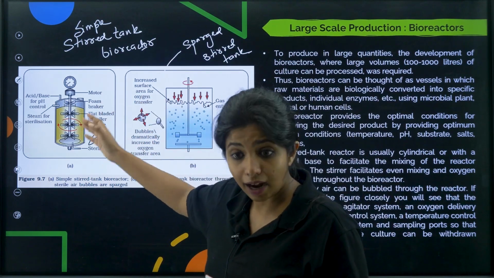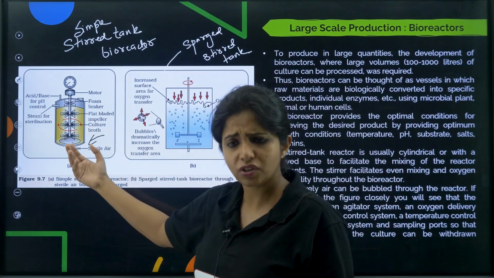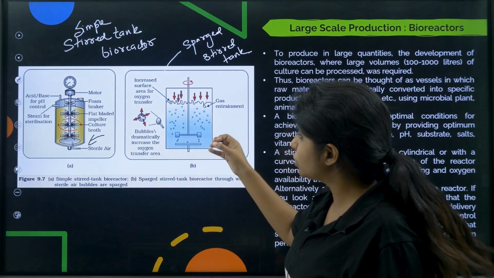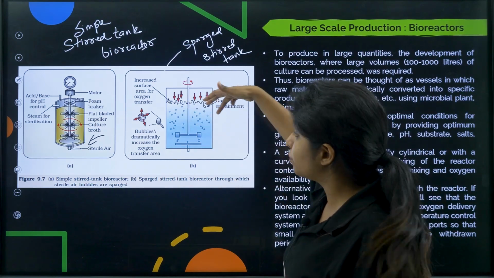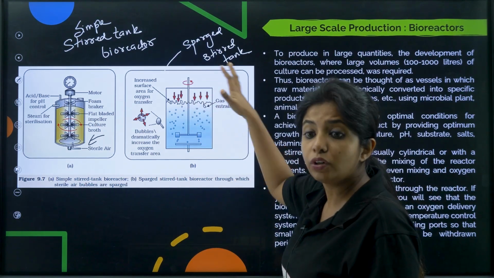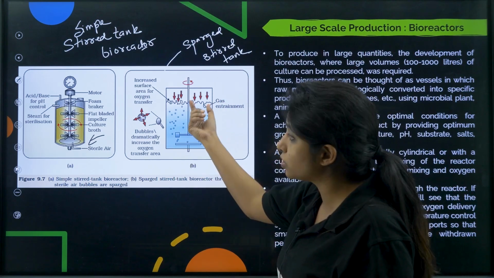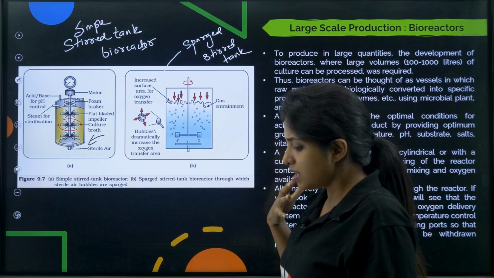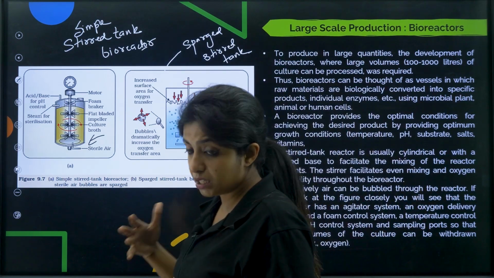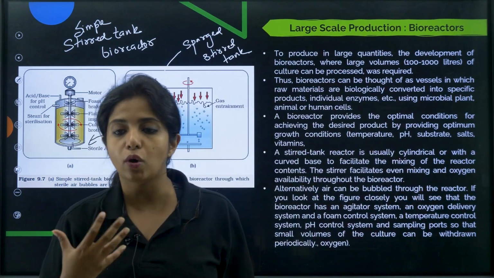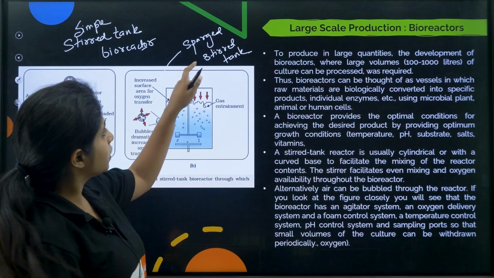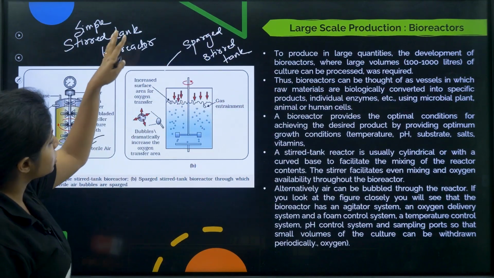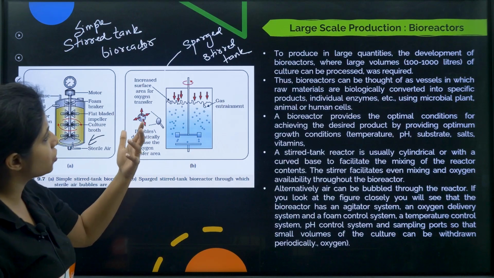Here the chances are that the air won't be properly mixed even though it has a stirrer. But over here, the air is produced in the form of bubbles, and these bubbles can move out very easily toward different areas, and it is just below the stirrer again, and it will help in the easy movement and also easy distribution of oxygen. So that's a good thing about the sparged stirred tank, and over here you have the simple stirred tank. I don't know if it makes sense or not, but still.